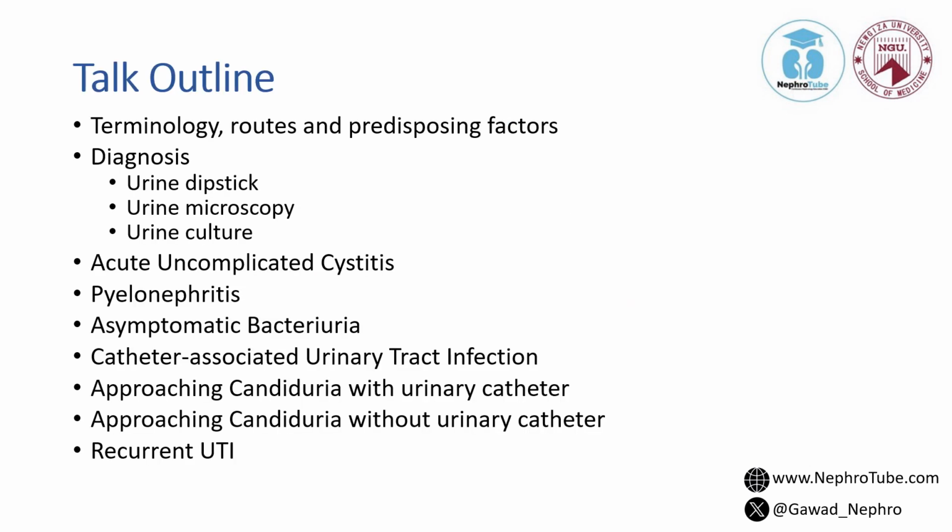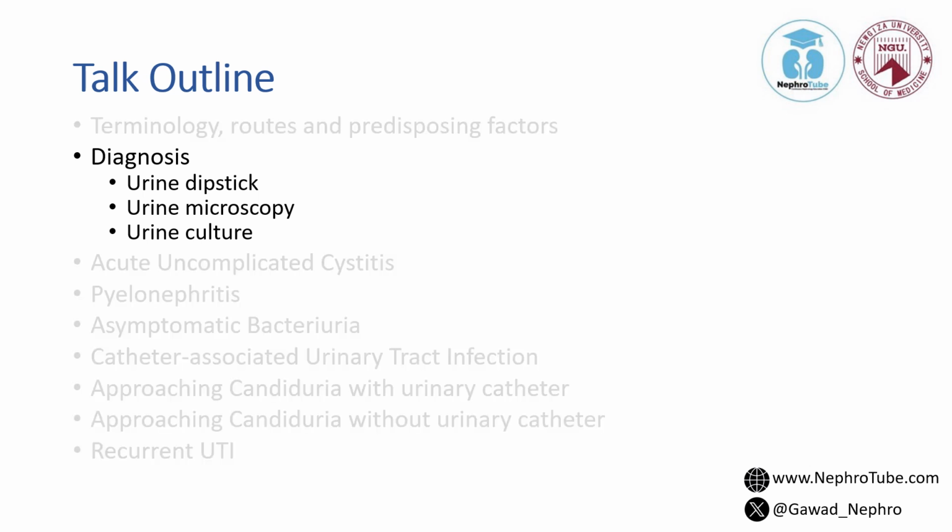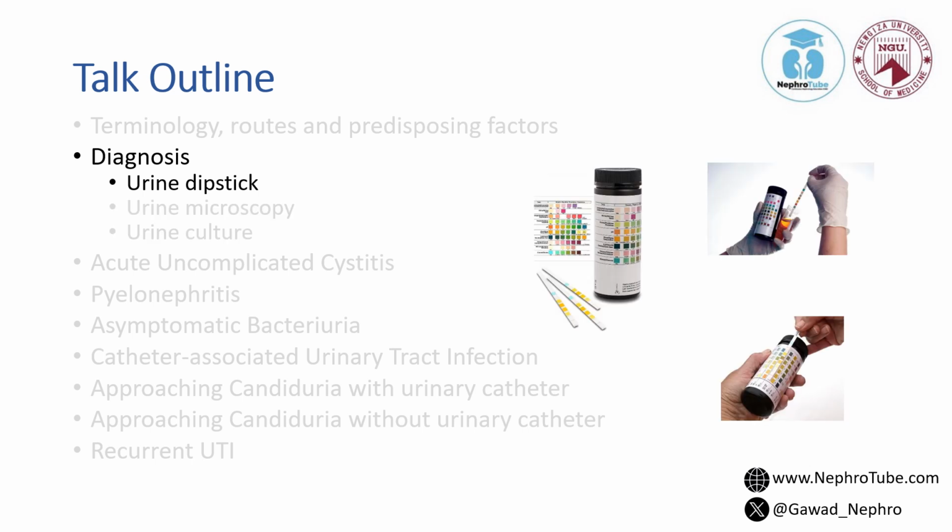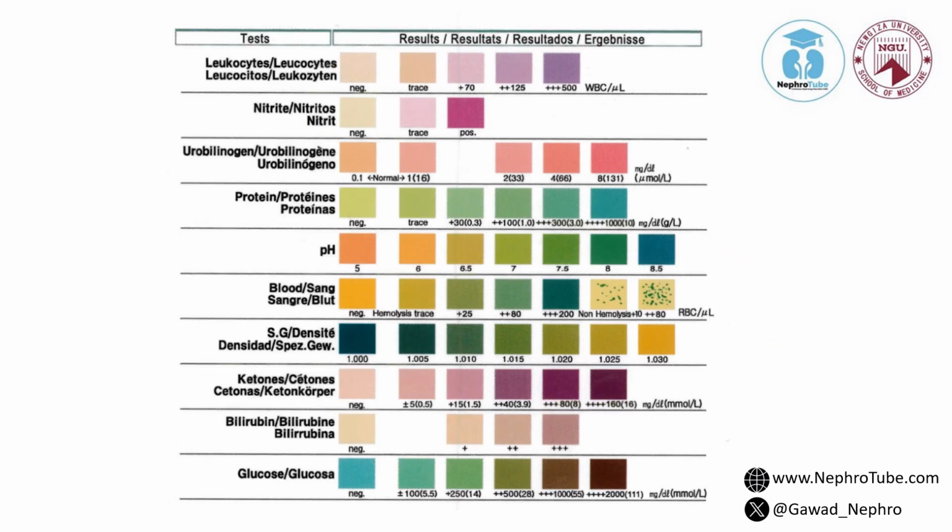So after covering the introduction about the terminology, routes, and predisposing factors, we will start with diagnosis, how to diagnose urinary tract infection. And I will start with the use of urine dipstick. Urine dipstick can inform us with multiple pieces of information. I will now discuss in detail all the information related to urinary tract infection that we can get from the urine dipstick.